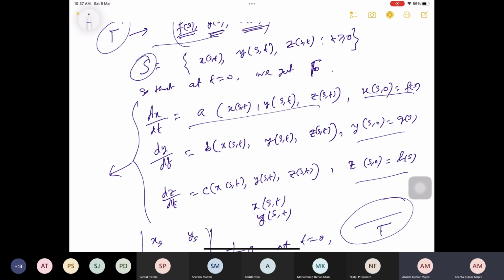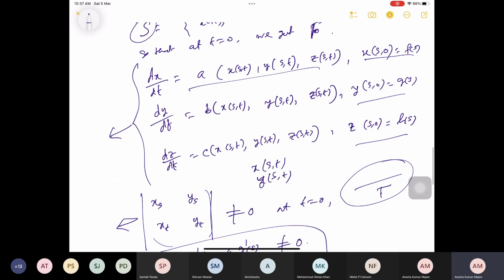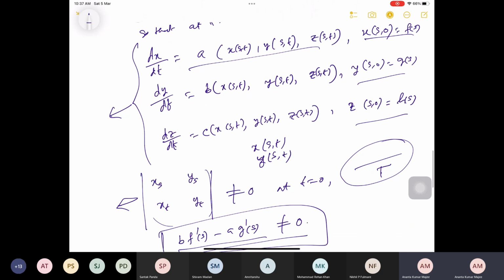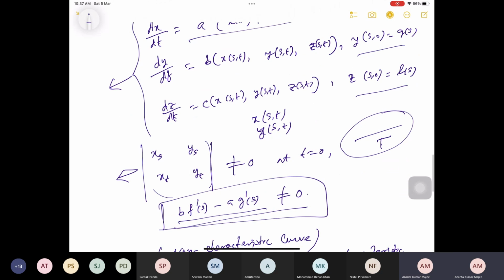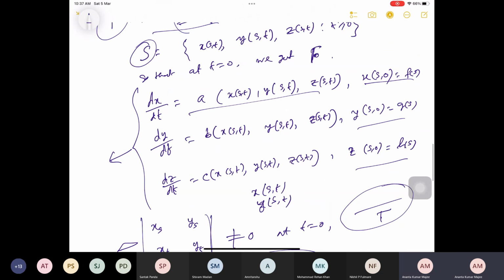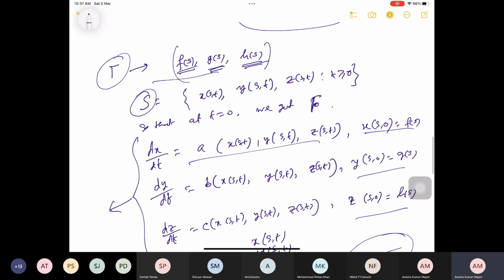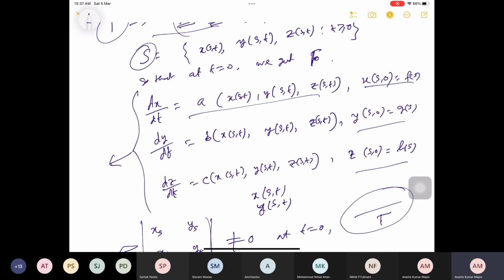So what do I have? x of s of t at t equal to 0 is f of s. So x of s I have. Okay, so at t equal to 0, I have x_s. So now it satisfies your initial condition also, which is dx/dt equal to a at the point x of 0.